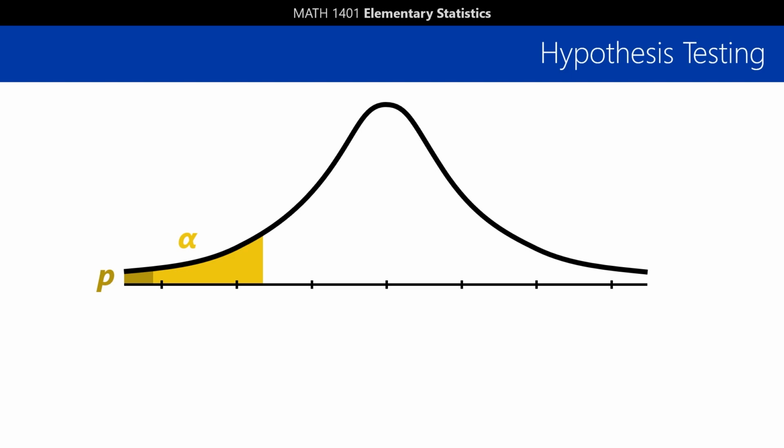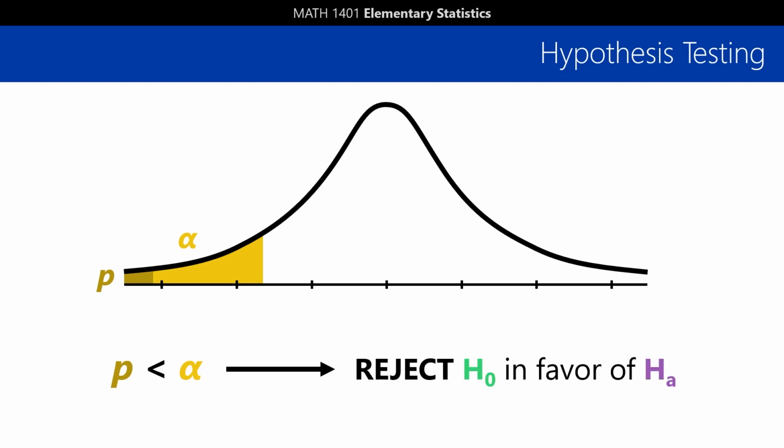If our p-value, as it's called, is less than alpha, then that means that our results are so out of the ordinary that we think it's more likely that the original claim was wrong in the first place. That means we reject the null hypothesis in favor of the alternative hypothesis.